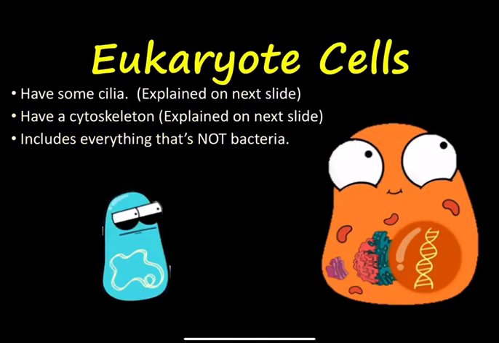Eukaryotic cells have some cilia, which help the cell move around. We will learn more about cilia on the next slide. They also have a cytoskeleton. A cytoskeleton is like the bones of a cell, which we will also talk about in just a little bit. Basically, eukaryotic cells include everything that is not bacteria.